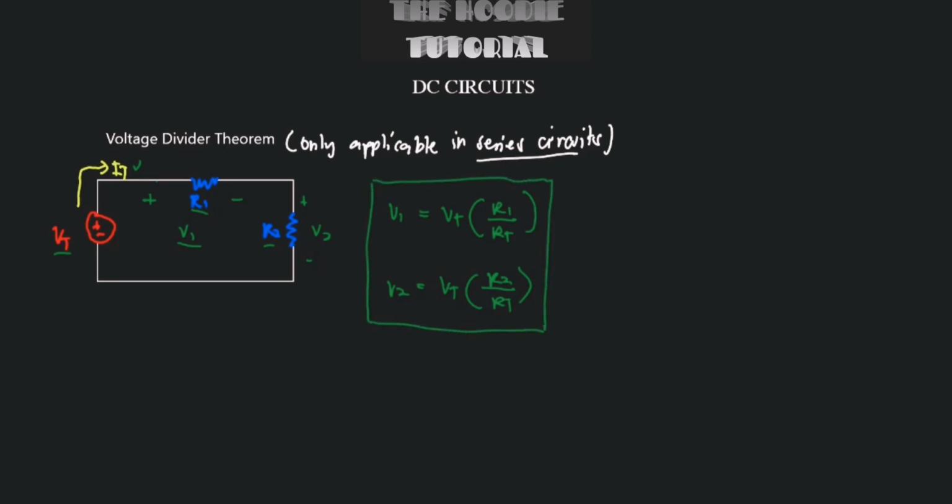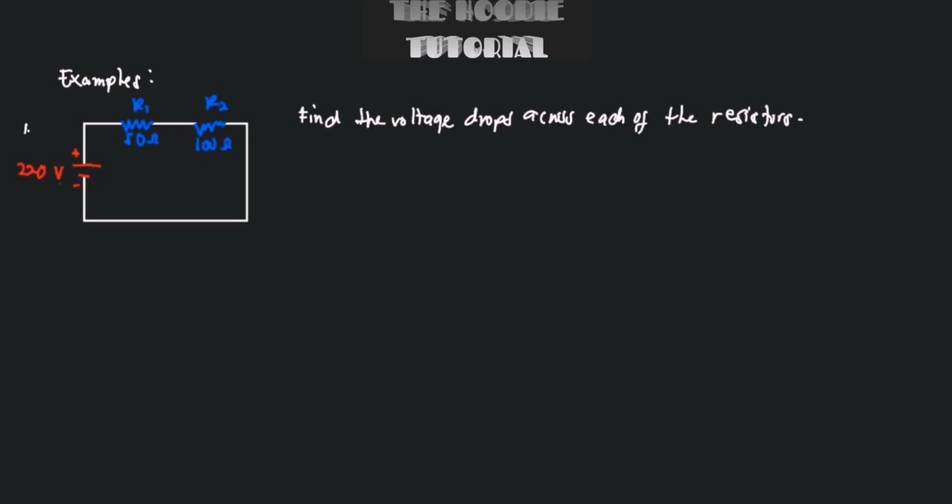In order to understand the topic, let's go through some examples. Here, example number 1, we have a DC voltage source which has a value of 220 volts, and then we have two resistors connected in series. The question is to find the voltage drop across each of the resistors. So we are going to find V1 right here and then V2. Using the voltage divider theorem is just so easy. Let's put the solution.